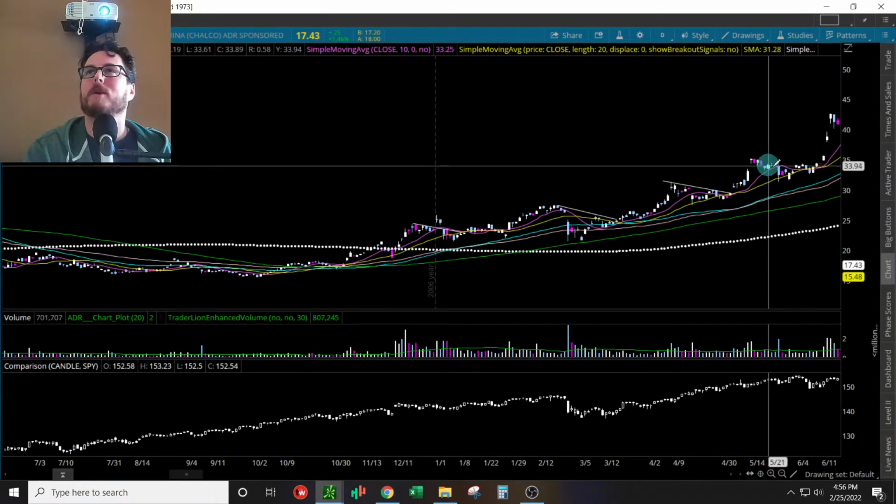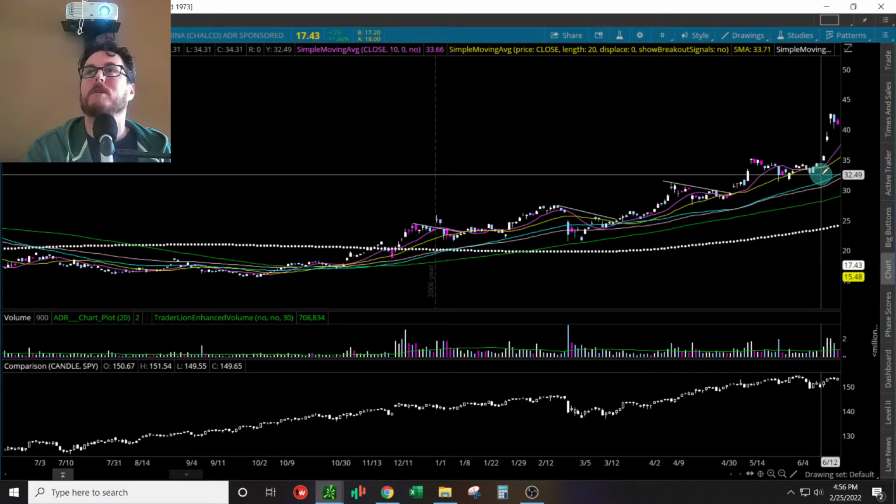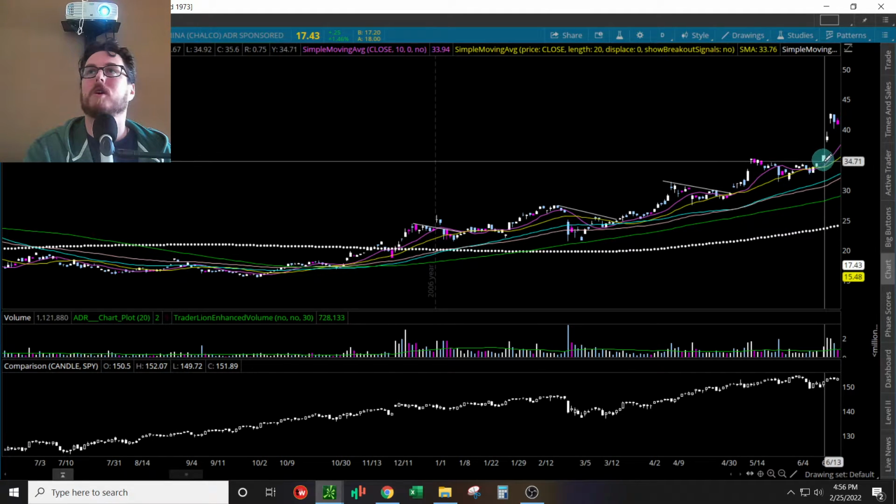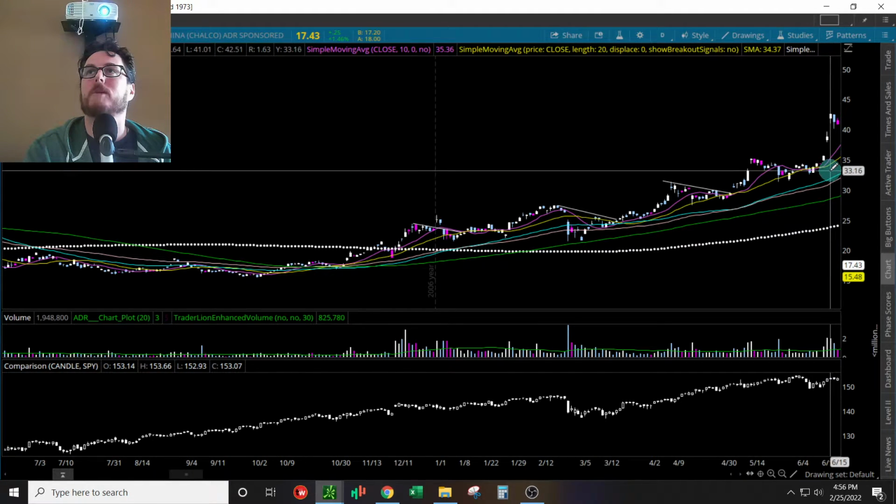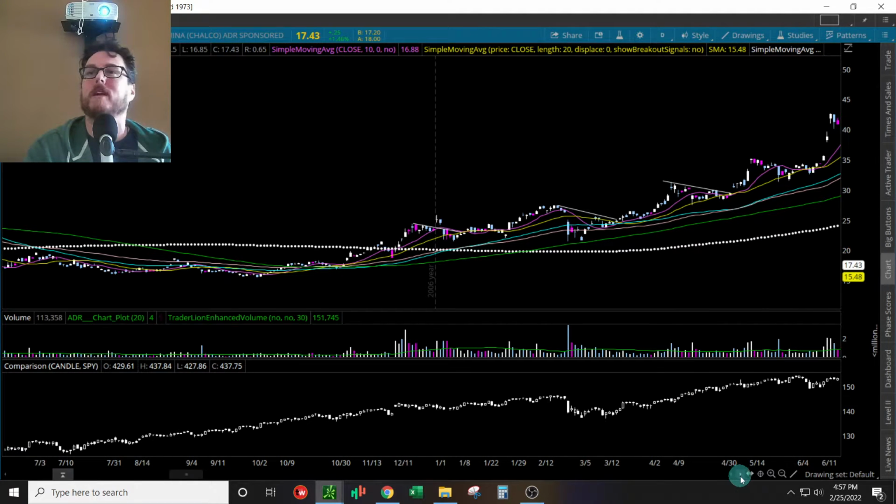We didn't really talk about what I was risking, but I probably would have risked more than just the low of this breakout candle. I probably would have been risking down to like 33. So maybe 3 points risk, 5 point gain on that first half.